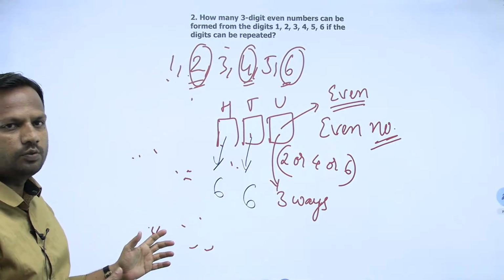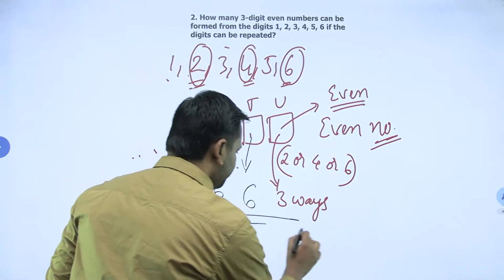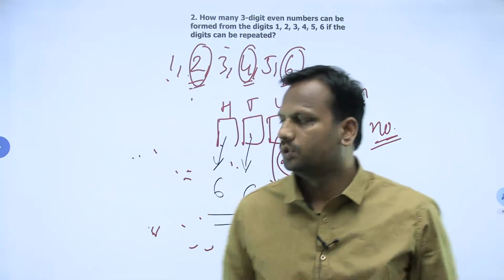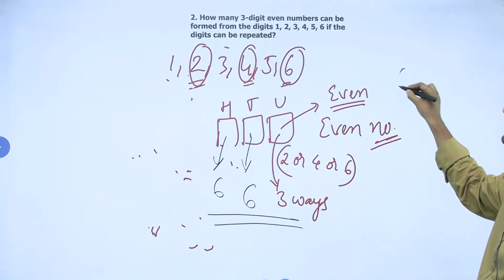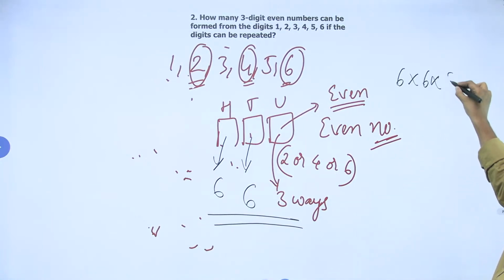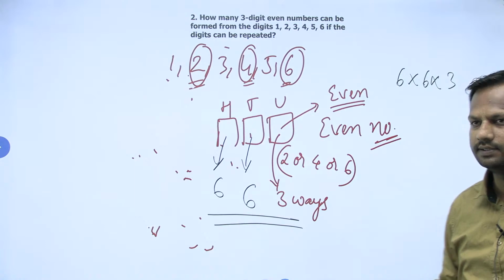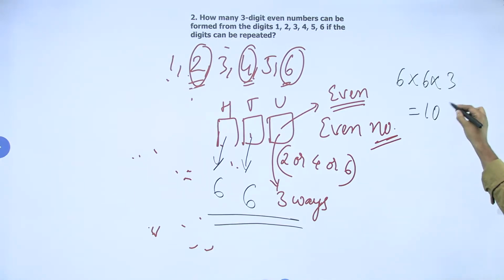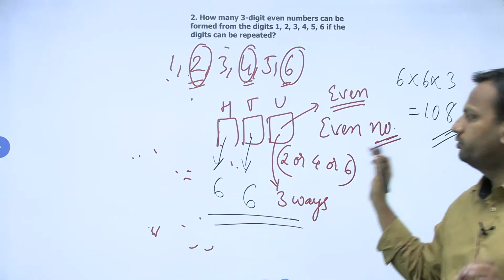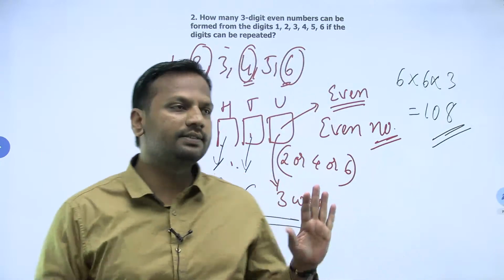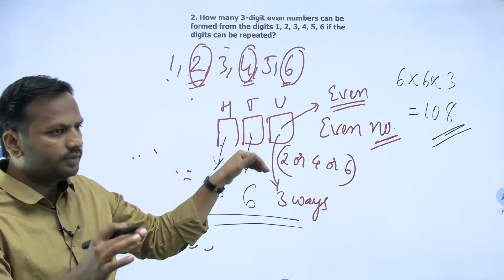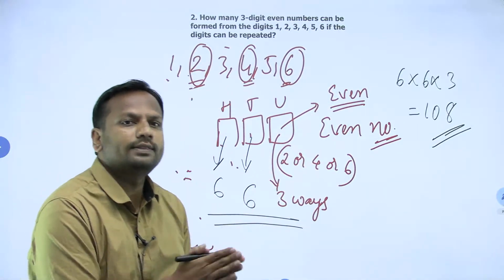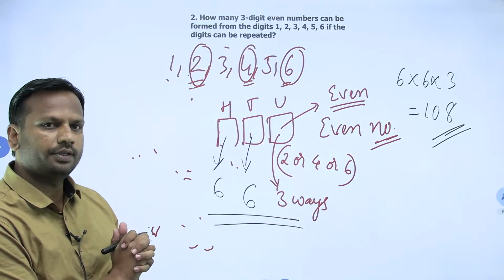So by the FPC rule, what do I have to do? I should multiply. So what happens now by the FPC rule? 6 into 6 into 3. 6 sixes are 36, 36 threes are 108. So in 108 ways, I can form the 3-digit even number. There is a restriction here. I have to form what here? An even number, that too with repetition. With repetition. Got it now?